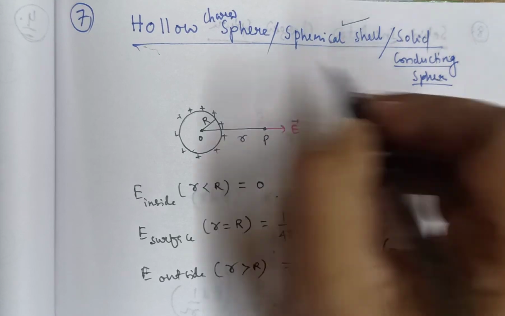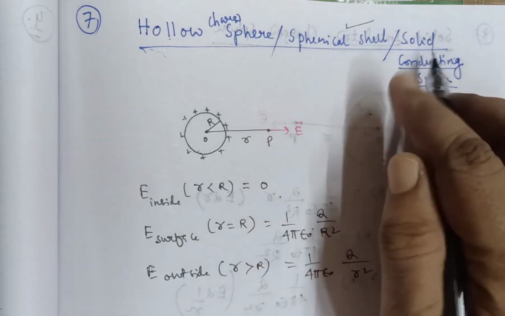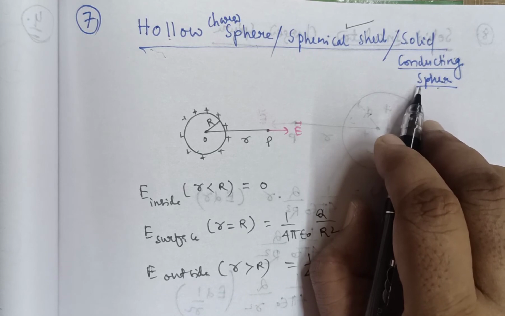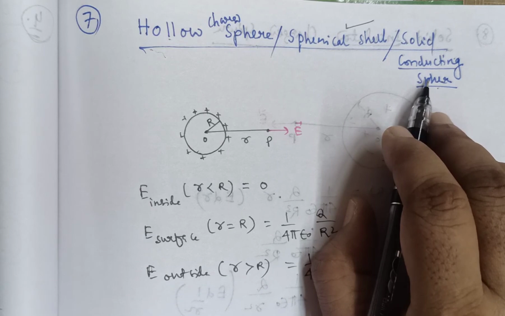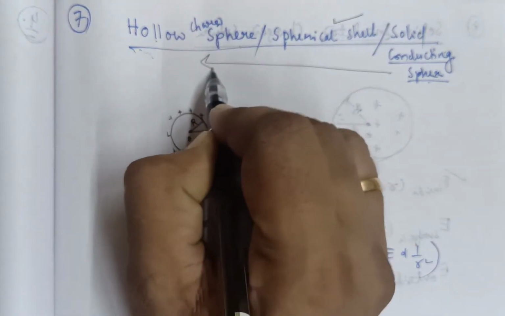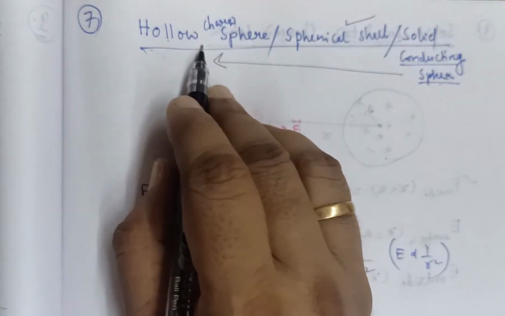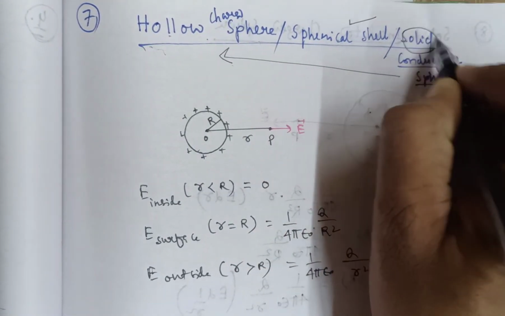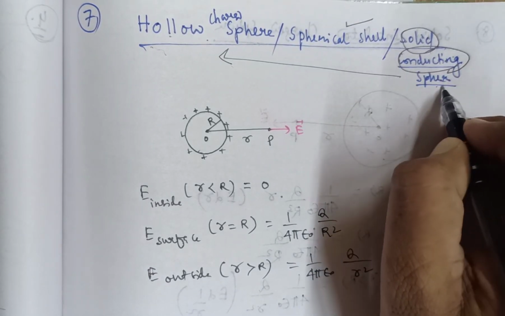Now you may ask, sir, hollow sphere and solid sphere are the same? Now here it is equivalent. That means for a solid conducting sphere, you already know the property of charge. Charge always resides on the surface of the conductor. Since charge resides on the surface of the conductor, that means there is no charge inside the solid conducting sphere. That means it is equivalent to a hollow charged sphere or spherical shell. That's why it is the same case. For a hollow charged spherical shell, whatever it may be, hollow charged sphere or solid conducting sphere. If it is a solid insulating sphere, we cannot assume that it is a hollow sphere.